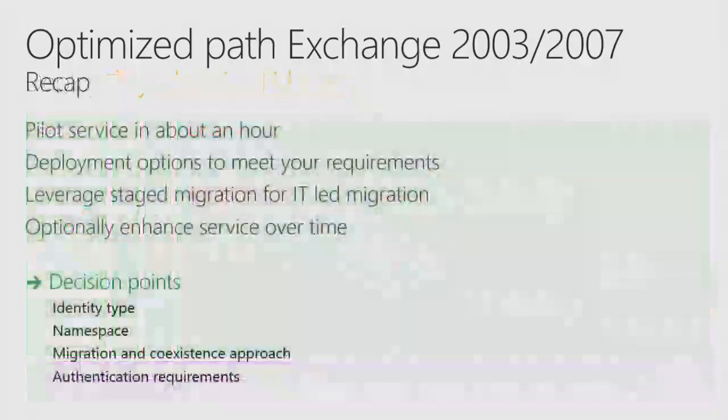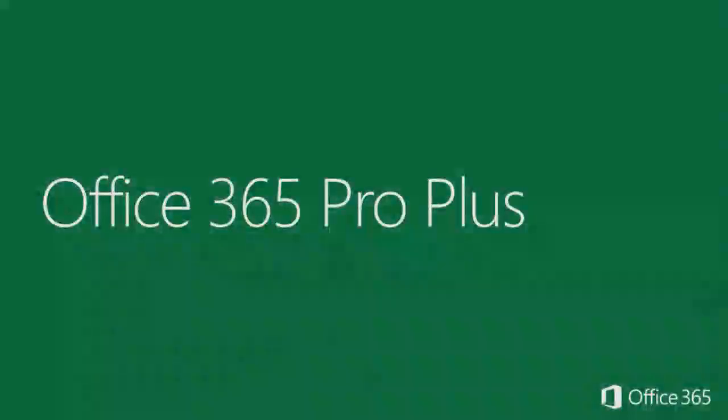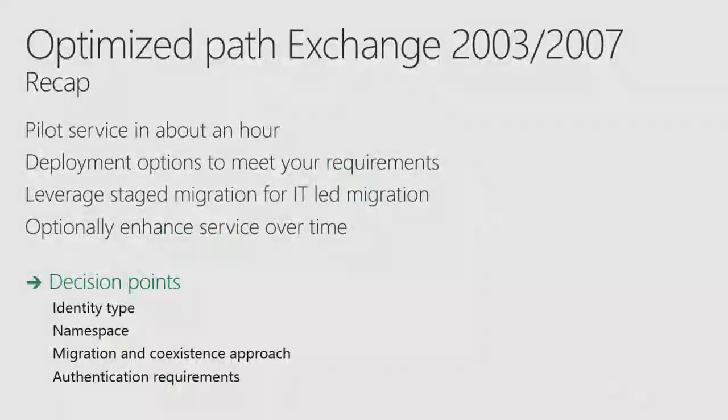So I'll just keep going here. So some of the things with the decision points that I wanted to show. It's always identity, namespace, the approach you're going to use with coexistence, and then authentication. And those really are the decision points. And it doesn't take a ton of time to do the deployment. It's the data migration that starts to hit the clock when you're just simply moving mail.